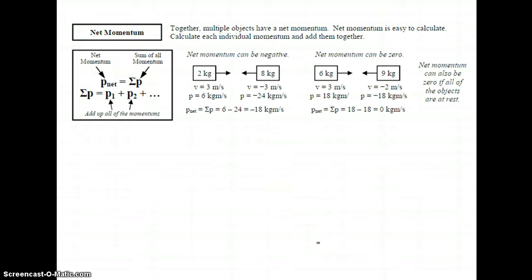Net momentum. Multiple objects can have a net momentum, and basically we just add them all together. If they're negative, we essentially subtract. So here in our first example, you've got your 6 kilogram meters per second going to the right. Sorry, it's such a long label. And then on the right-hand side, since it's traveling to the left, it's negative 24 kilogram meters per second.